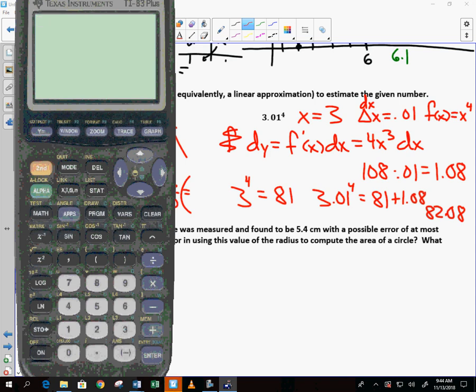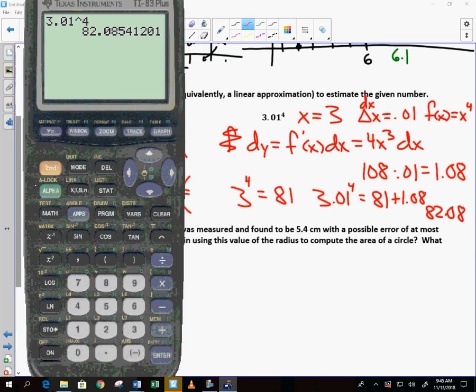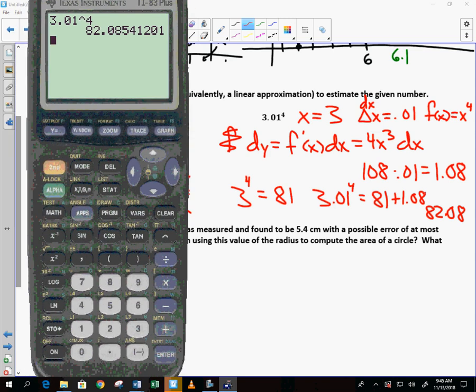So this is the idea. See how the x value increased by 0.01? The question is, what should the y value increase? And we've determined that the y value should increase about 1.08. So we take this y value, 81, and we increase it by 1.08. I take 3.01 and I raise it to the fourth power, and I get, is that about 82.08? It's pretty close. So again, the approximation is there. Okay? 82.08.